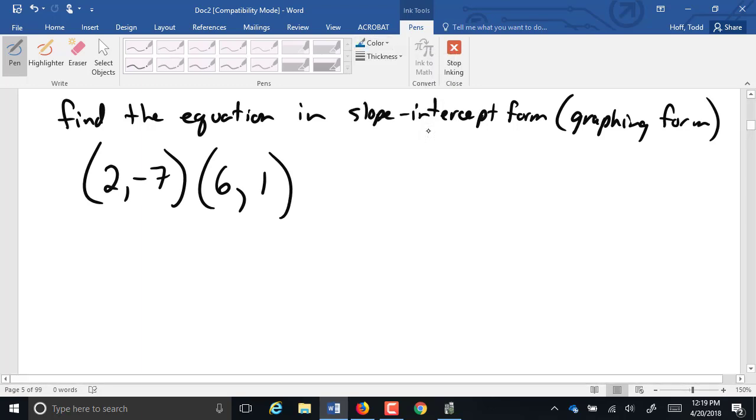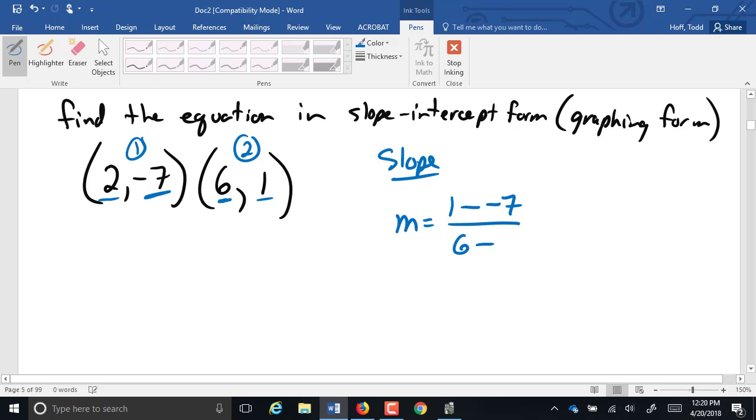So our first step, no matter what type of equation we're making out of this, is going to be to find the slope. So the slope here, y2 minus y1, well, let's label this 1 and 2. y2 is going to be the 1, minus y1 will be the -7, over x2 minus x1. Well, x2 is 6, minus x1, which is 2. 1 minus a -7 becomes 1 plus a +7, which is 8. 6 minus 2 is 4. 8 over 4 reduces to 2. That has a slope of 2.